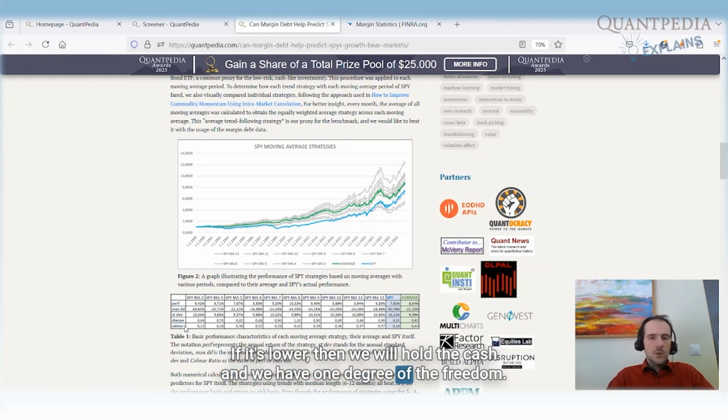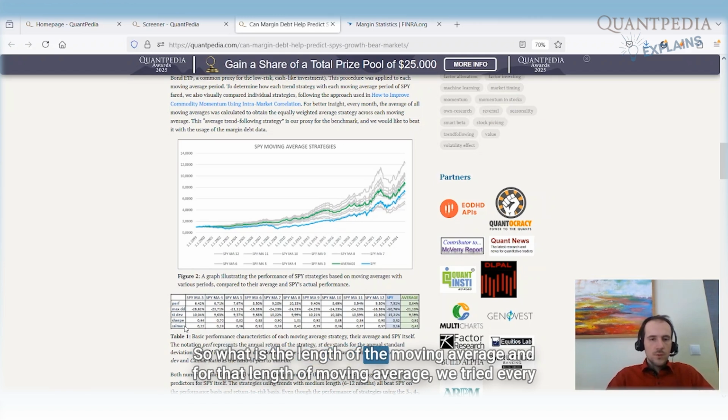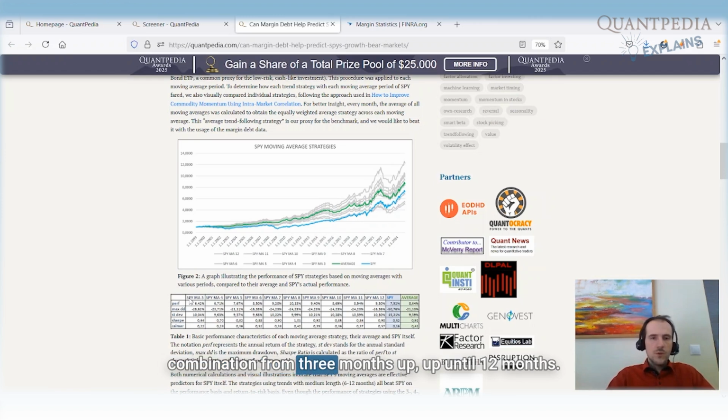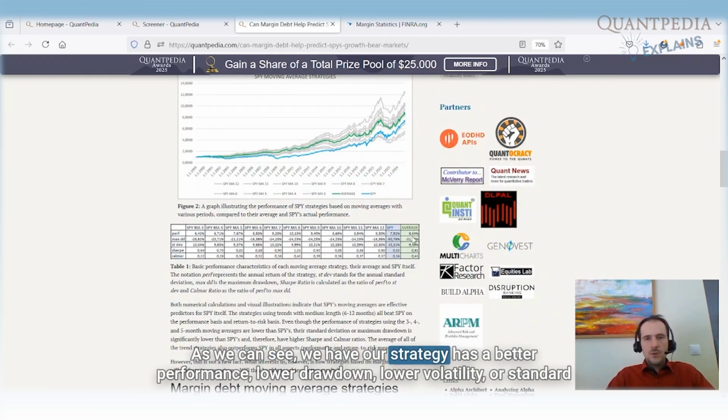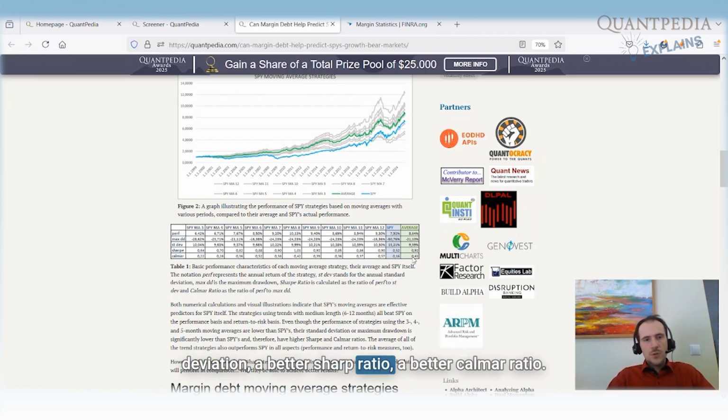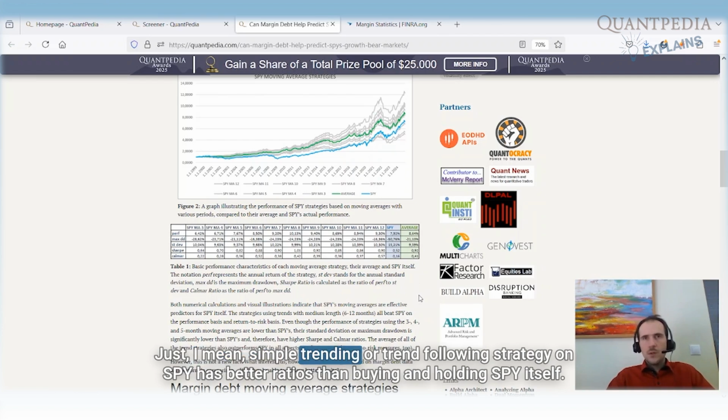And we have one degree of freedom, one parameter: the length of the moving average. For that length, we tried every combination from 3 months up until 12 months. Then we averaged all of the strategies together, and we compared that average strategy to just buying and holding SPI itself. As we can see, our strategy has a better performance, lower drawdown, lower volatility or standard deviation, a better Sharpe ratio, a better Calmar ratio. So just using the moving average on the price, a simple trend following strategy on SPI, has better ratios than buying and holding SPI itself.